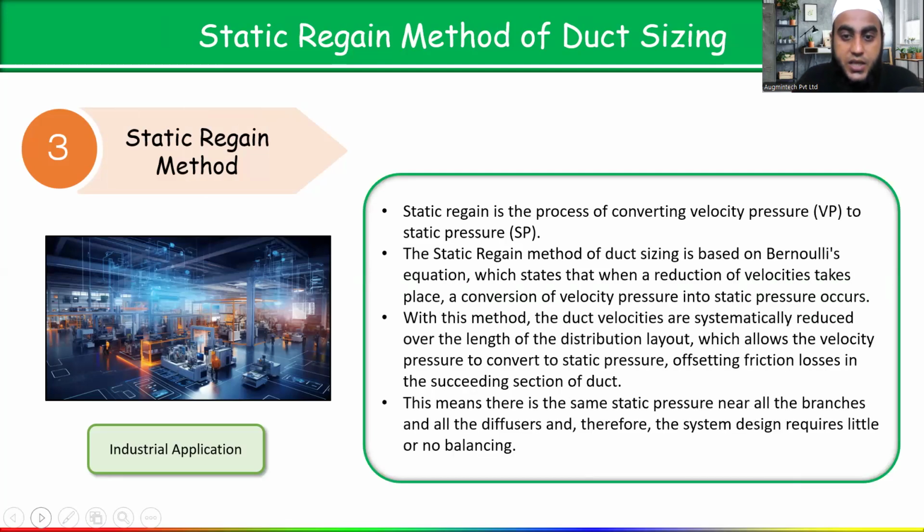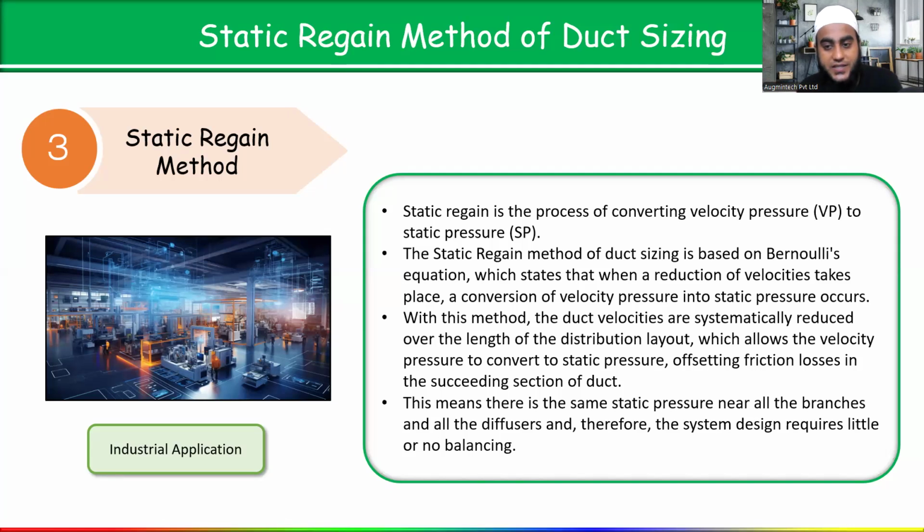Here they have given, see, static regain is the process of converting velocity pressure to static pressure. All of you know, in the start I explained what static pressure is. Static pressure is the pressure exerted by the air in the duct system when it is not in motion. And velocity pressure is the pressure exerted by the air in the duct system when the air is in motion, through its velocity. So static regain is the process of converting velocity pressure to static pressure.